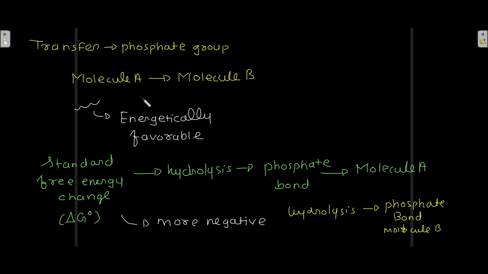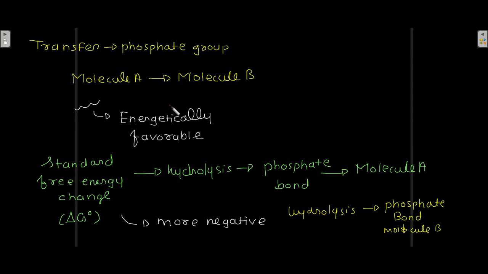Now when you do the hydrolysis of phosphate bond of molecule A, then a standard free energy will be generated. Okay, that standard free energy should be more negative as compared to molecule B. Then only the phosphate bond will be transferred from molecule A to molecule B.